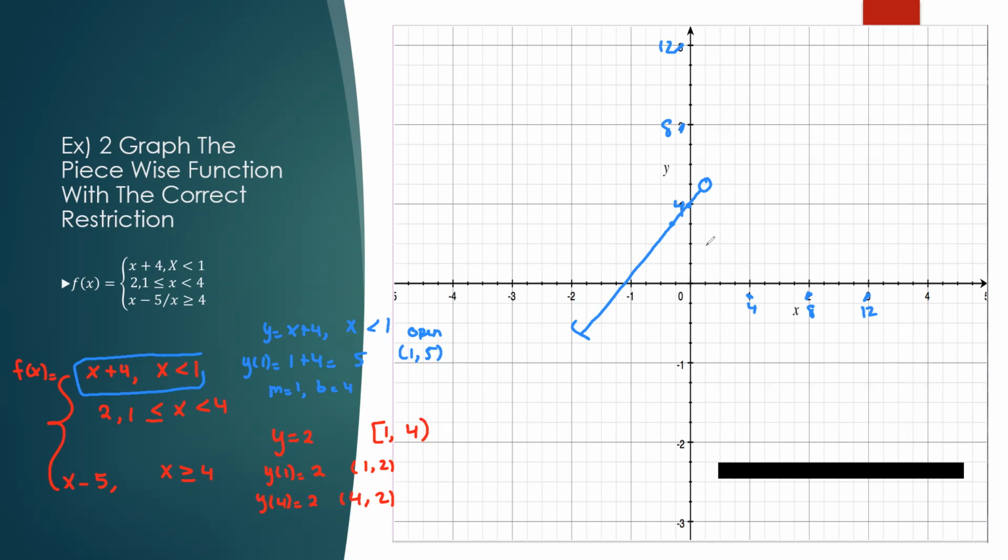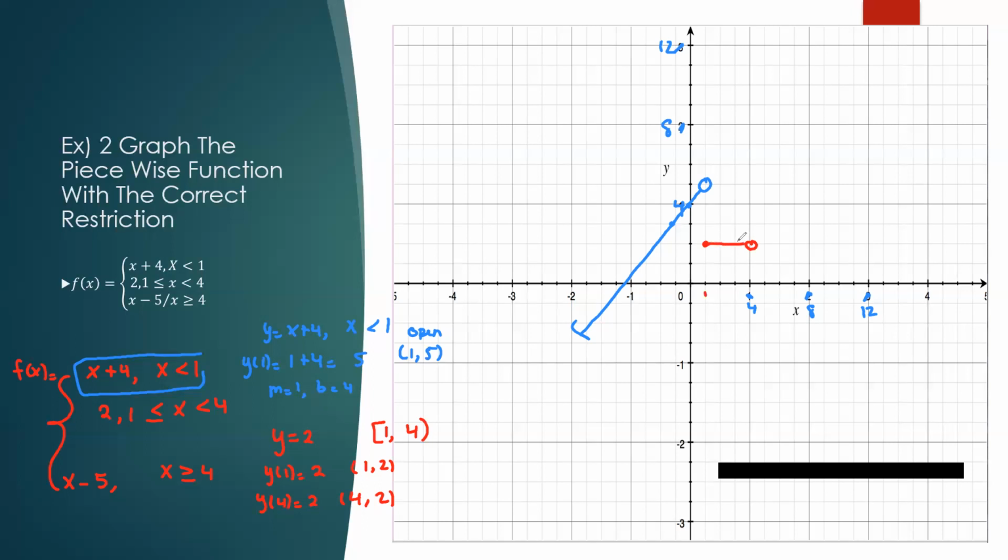So if you plot 1, 2, is it going to be an open circle or a dark circle? It's going to be a dark circle. And then we're going to plot 4, 2. That is going to be an open circle because 4 doesn't have an equal sign.